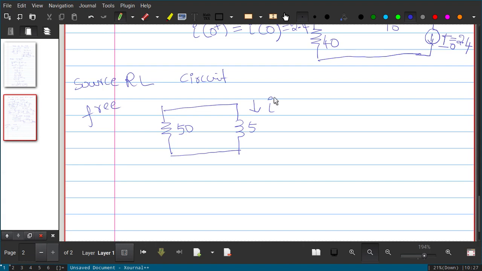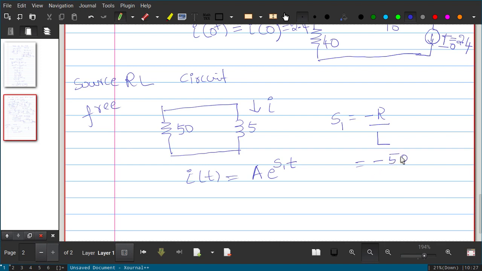So we will first find the expression for I. This problem we have already solved, we have derived the expression for this, so we can directly use that. The solution will be A into e power S1 t, where S1 is minus R by L. In this case the resistance is 50 and the inductor is 5, so we get S1 equal to minus 10.